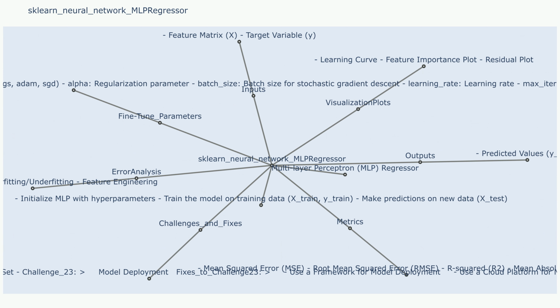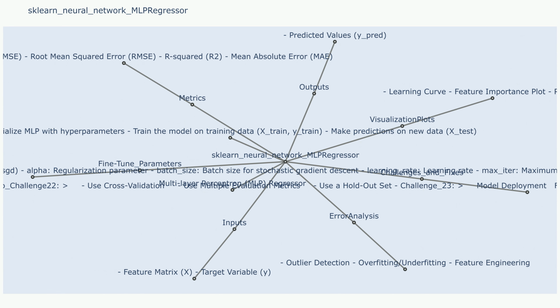Visualization plots. Learning curve: this plot shows the model's performance, e.g., MSE, on both training and validation data as the number of training epochs increases. It helps assess overfitting or underfitting. Feature importance: this plot visualizes the importance of different features in predicting a target variable. It can identify features with the most significant impact.